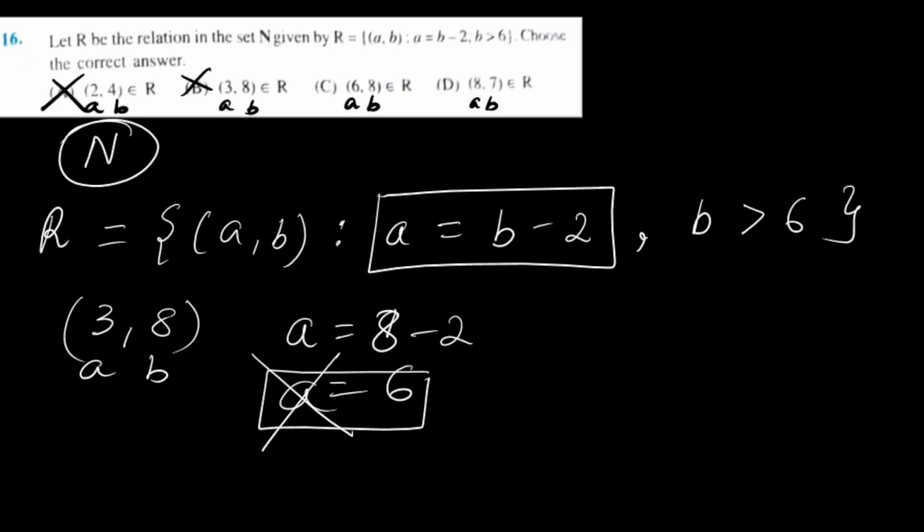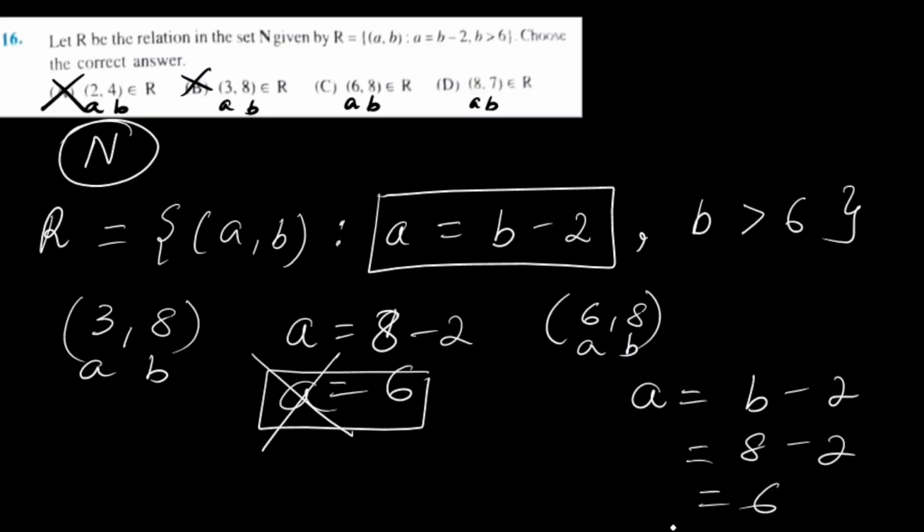Let's see the third one now. The third one is given to us as (6, 8). We can find a, which is b minus 2. Here b is 8, so 8 minus 2 is equal to 6. We are getting a's value as 6, and 6 is also given as the value of a. That means option C is the correct answer.